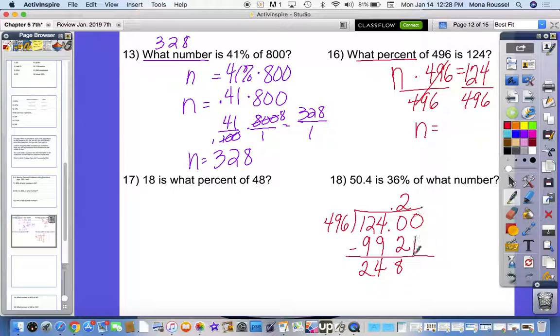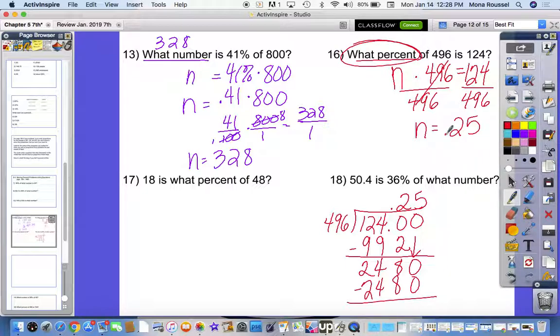So we have to add another 0, bring it down and divide again. Goes 5 times. So what we have here is a decimal, but the question is asking for what percent. So now we have to change this decimal into a percent by moving the decimal to the back 2 times, and we get 25%.